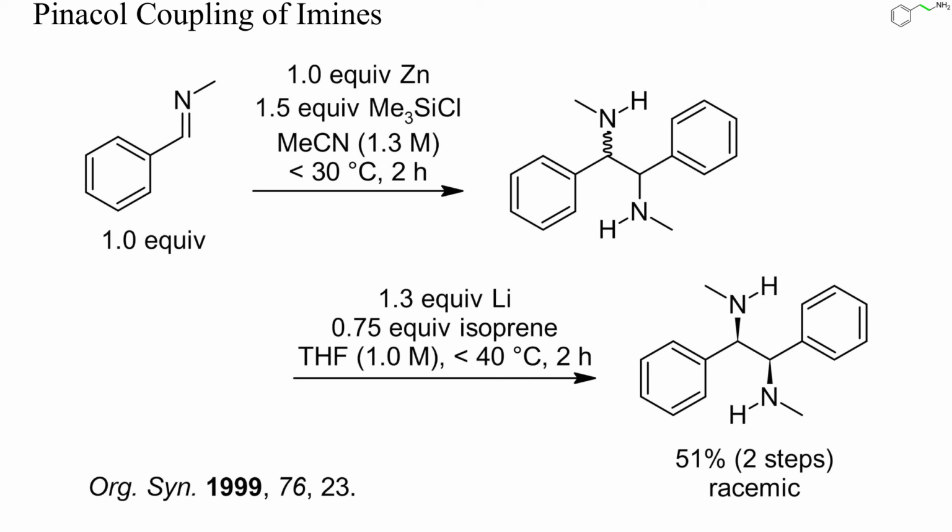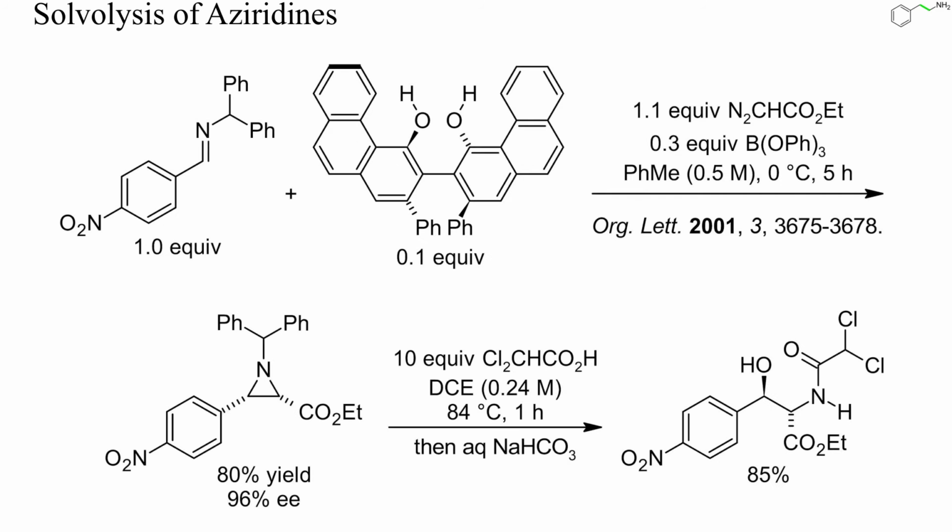In the case here, the initially formed benzylic diamine could be epimerized with an excess of lithium to mostly one of the two possible diastereomers. Benzaldehyde-derived imines can also be transformed into aziridines by reaction with diazoesters. Acid-catalyzed solvolysis yielded an acylated amino alcohol, suitable as intermediate for the preparation of the antibiotic chloramphenicol.